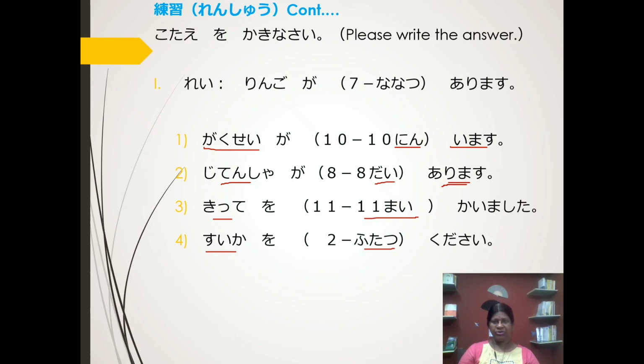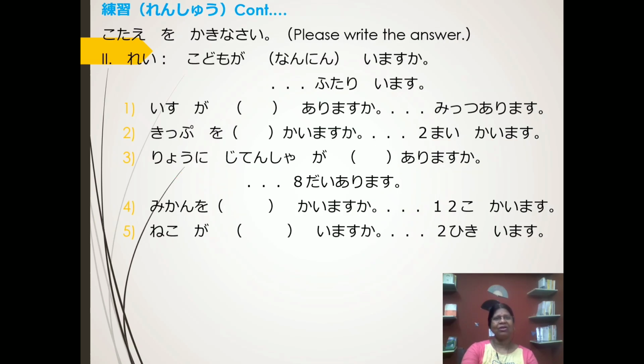Please pause the video and write 2-3 sentences like this with different counters. 答えを書きなさい。Please write the answer. Example sentence given over here. Kodomo ga nannin imasu ka? Futari imasu. As it is written futari, it is 2 persons.